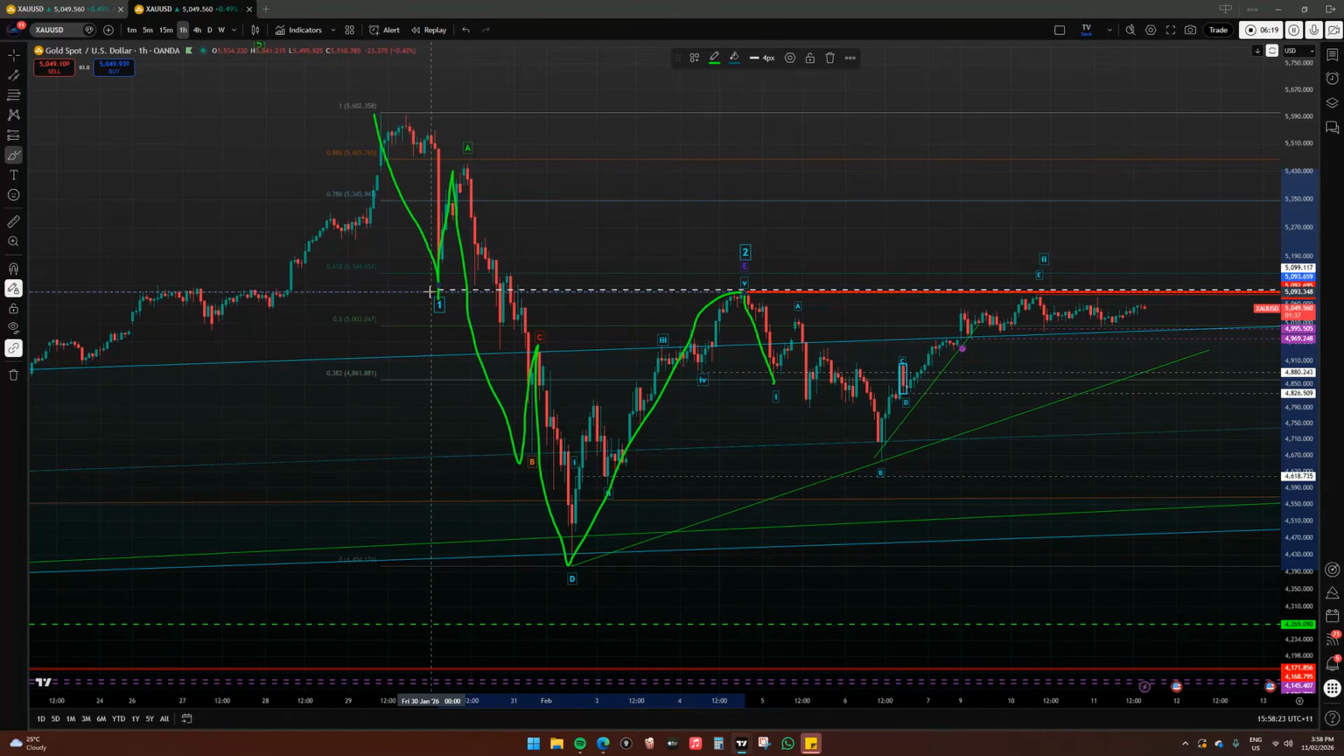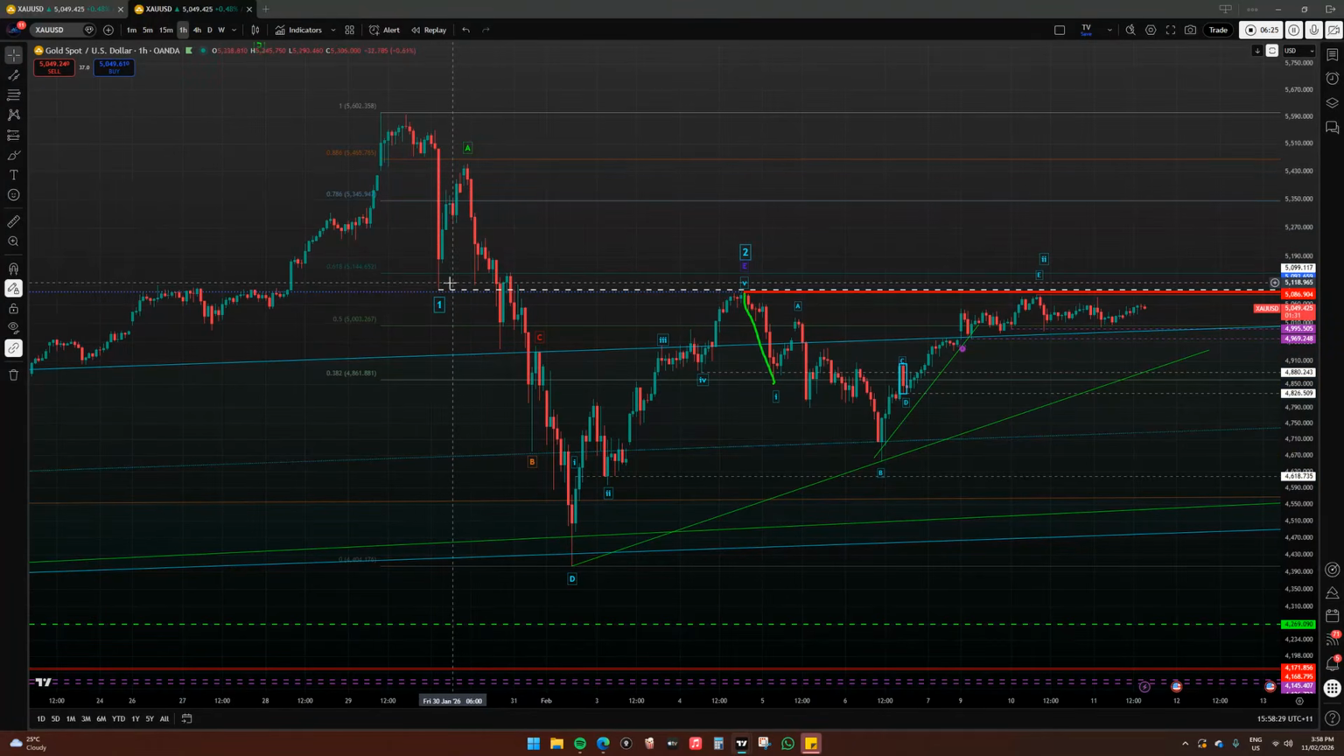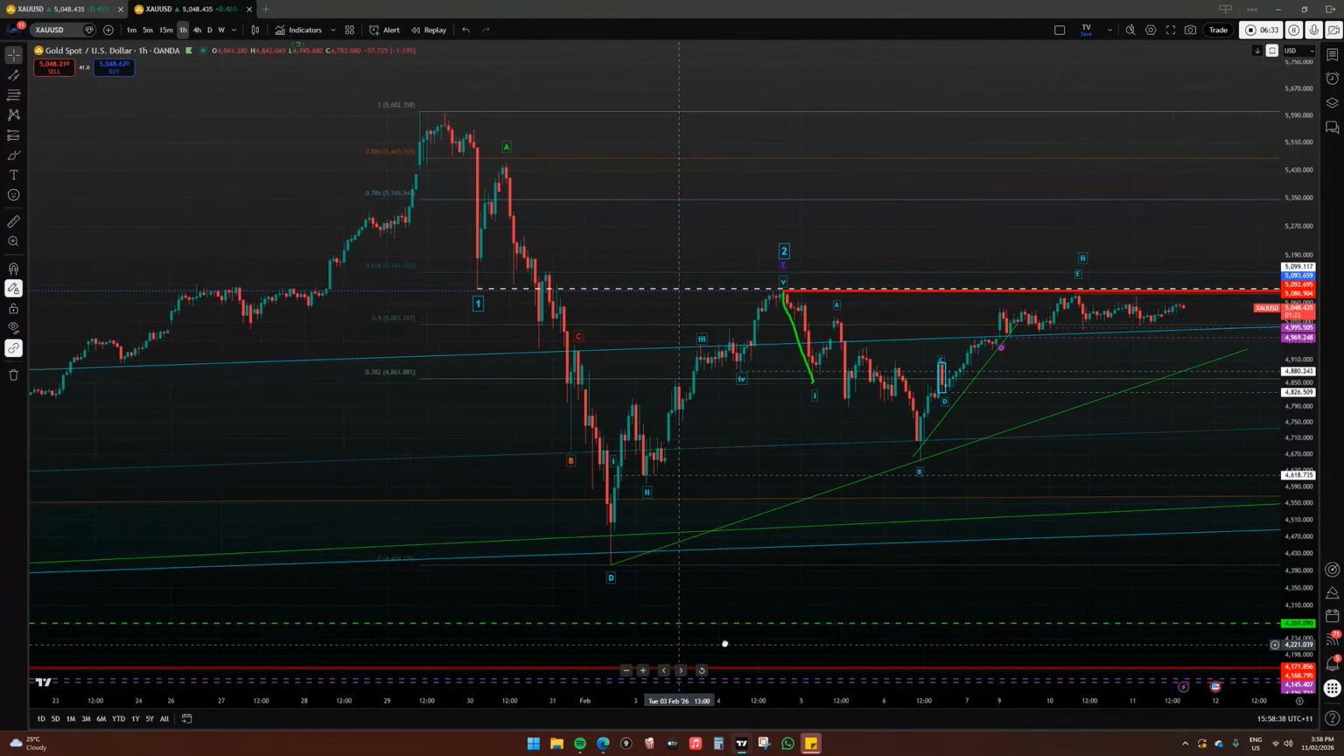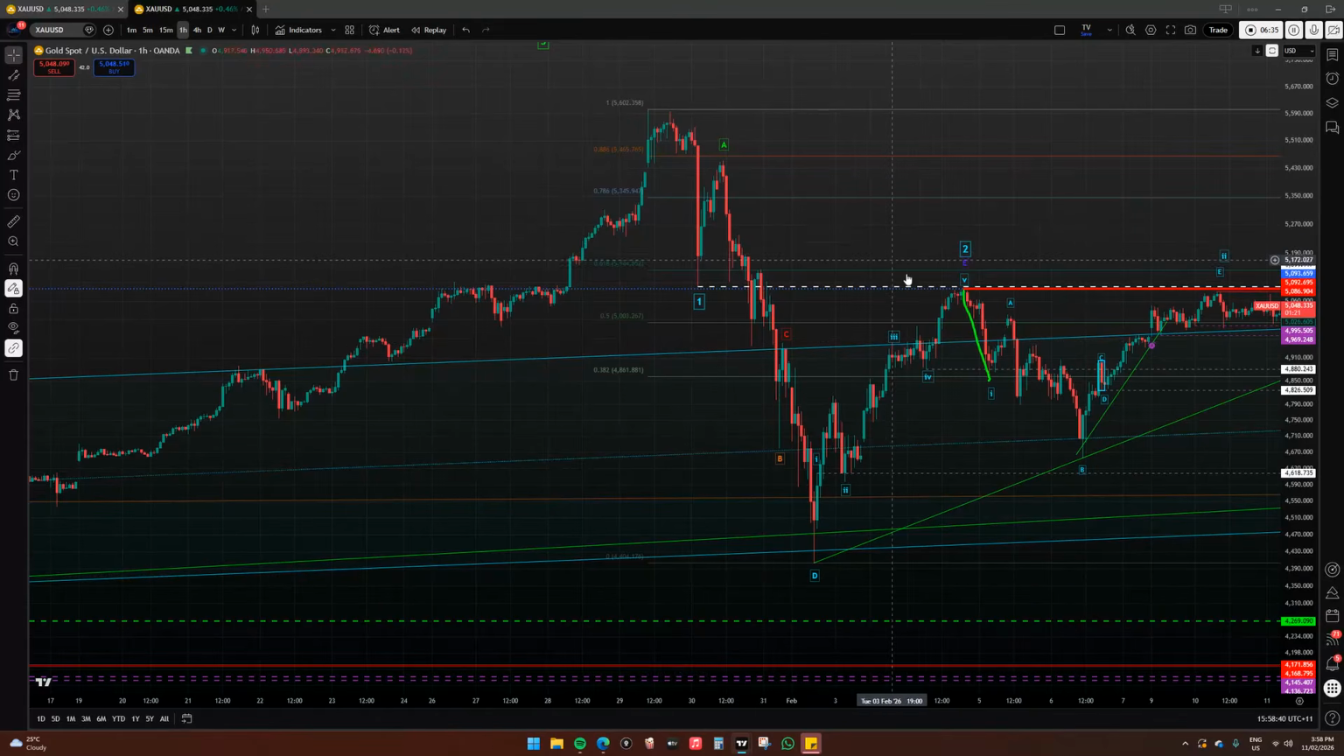It ended at this end of wave one, right? So I'll get rid of all this now, just because I showed you already. So I drew this little dotted line, end of wave one. This is typically where you get that area of resistance, right? Now, if you look at that area in particular, you'll see that back here, it also acted as resistance for some reason, probably because it's close to the psychological level 5,000.